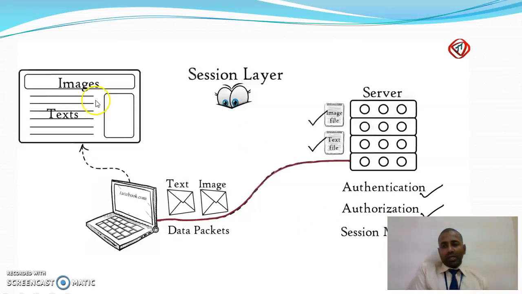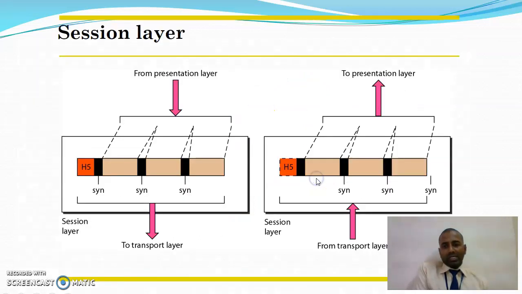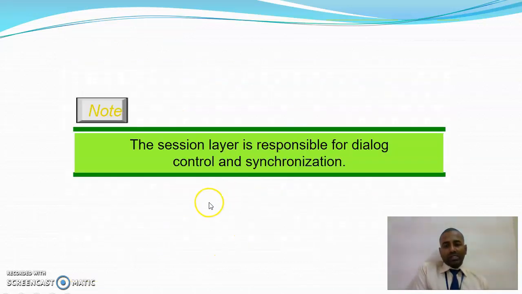Here we have some images and text, and it is transferring from one machine to the server. It is text and messages transfer, and it is stored separately, that is called an image file and a text file. Once the session is established and the entire transfer is over, the session will be closed. So these are all the tasks carried over by the session layer, right? The session layer takes service from the presentation layer and provides service to the transport layer. The session layer is responsible for dialog control and synchronization purposes.